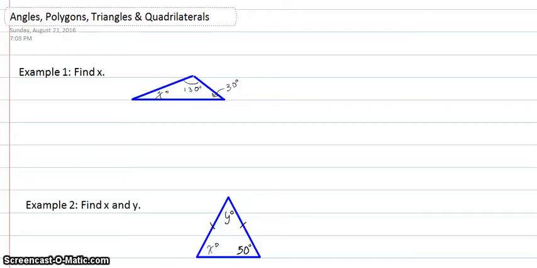In lesson 2, we're looking at angles, polygons, triangles, and quadrilaterals. In example 1, we have to find out what the angle x equals.